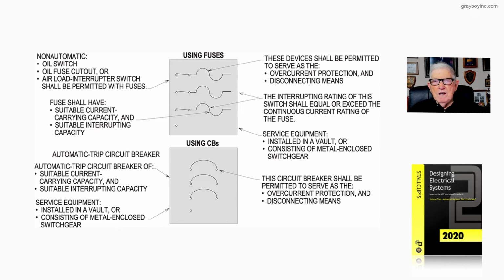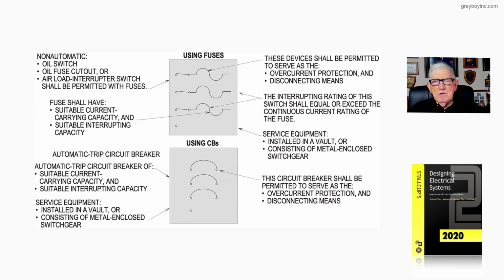The interrupting rating of this switch shall equal or exceed the continuous current rating of the fuse. So the fuse is sized at 125%, and if you derate the fuse 80%, then you have accomplished the same task as taking 80% of the fuse. For example, if it's a 100 amp fuse, you take 80%, that's 80 amps. If the load is 80 amps, then multiply 80 by 125%, and that'd be 100 amp fuses. Same way for the circuit breakers below.